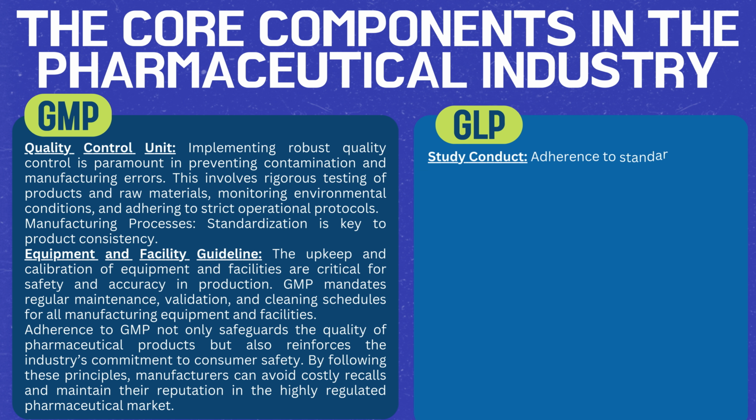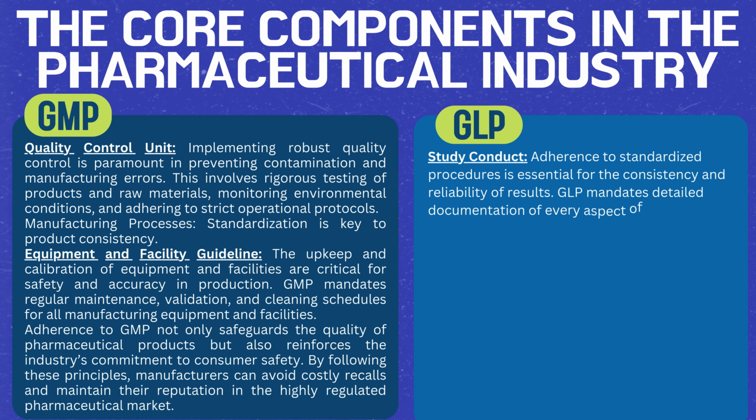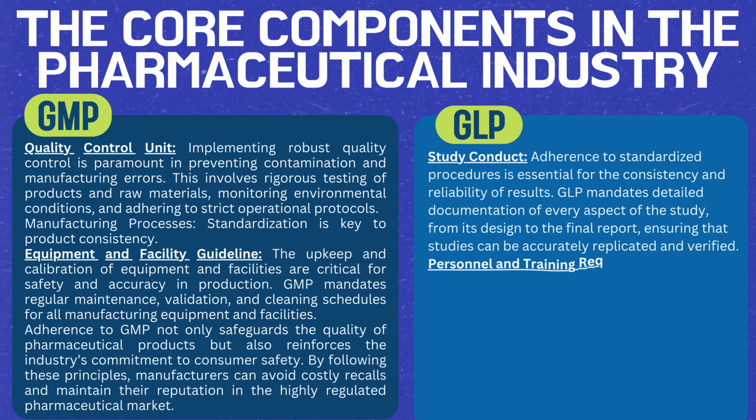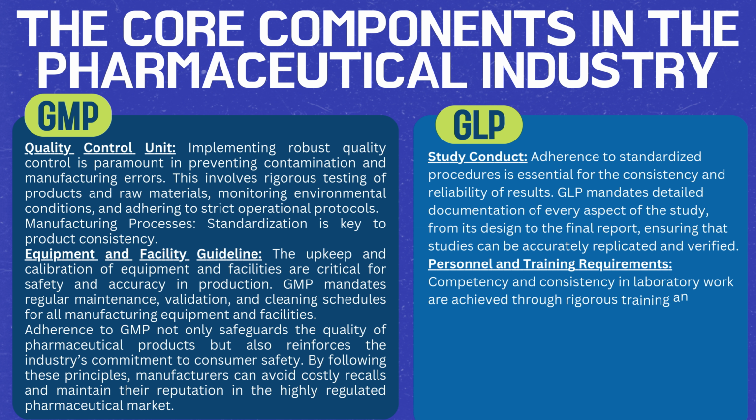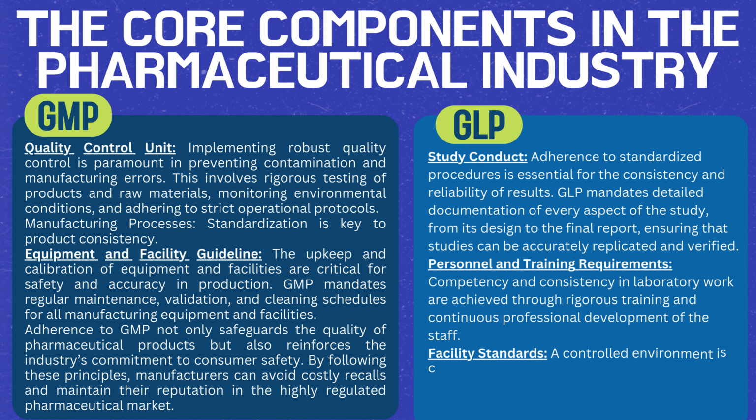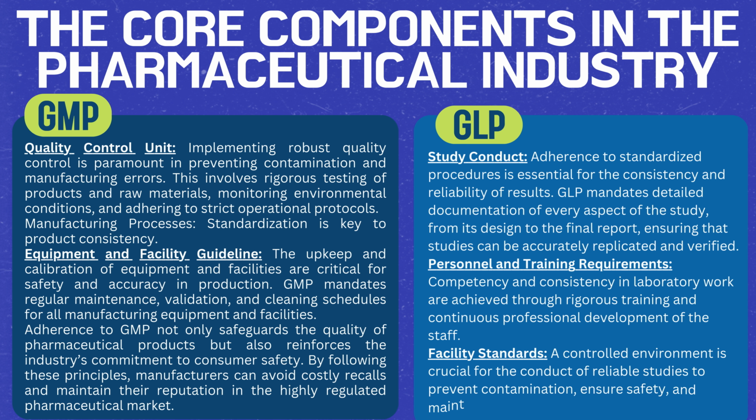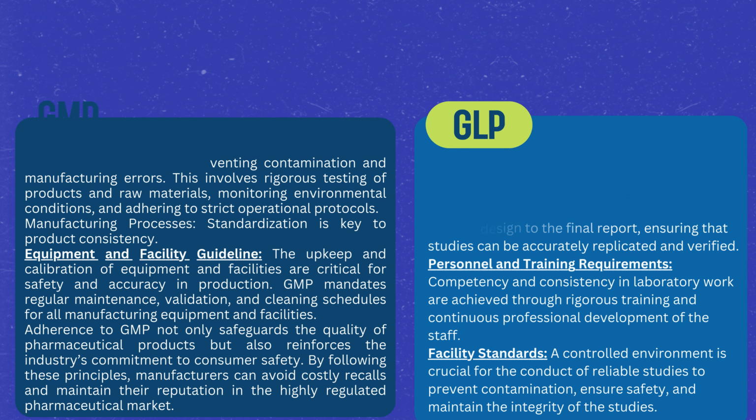GLP study conduct: adherence to standardized procedures is essential for the consistency and reliability of results. GLP mandates detailed documentation of every aspect of the study, from its design to the final report, ensuring that studies can be accurately replicated and verified. Personnel and training requirements: competency and consistency in laboratory work are achieved through rigorous training and continuous professional development of the staff. Facility standards: a controlled environment is crucial for the conduct of reliable studies to prevent contamination, ensure safety, and maintain the integrity of the studies.